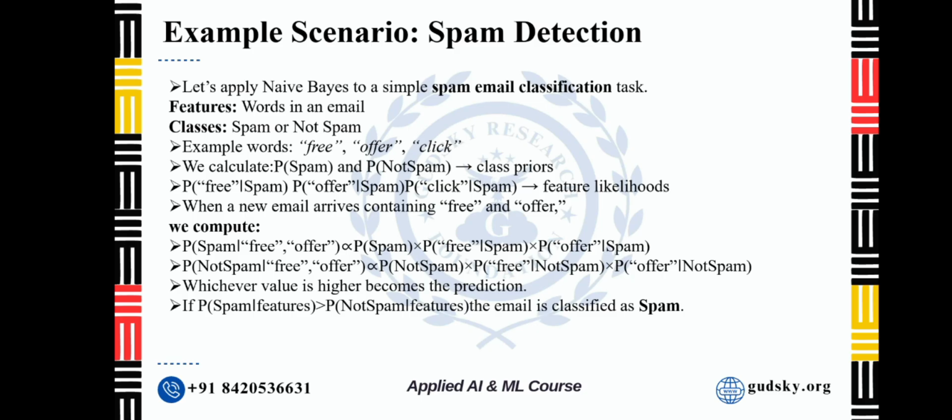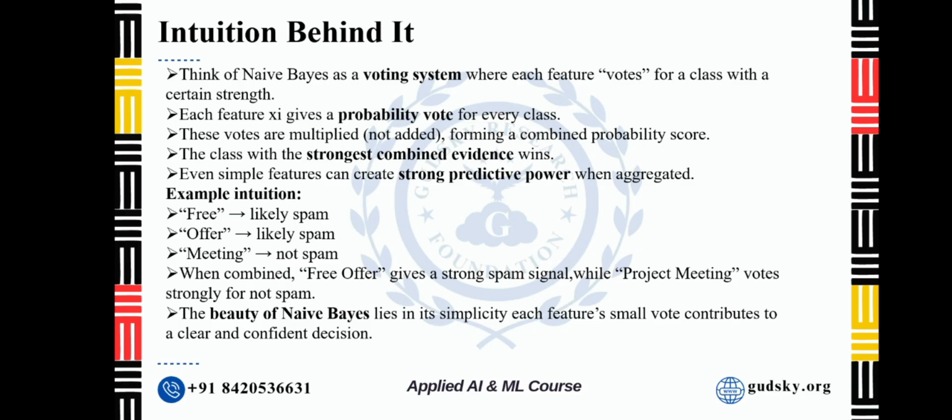What's interesting here is that every word contributes its own vote to the final decision. Even though free and offer often appear together, the naive Bayes classifier handles them as independent indicators and still manages to perform extremely well. That's the power of this algorithm. This same logic applies to product reviews like positive, negative, tweets like toxic, non toxic, and even medical diagnosis, disease present or absent. And the next slide, intuition behind it.